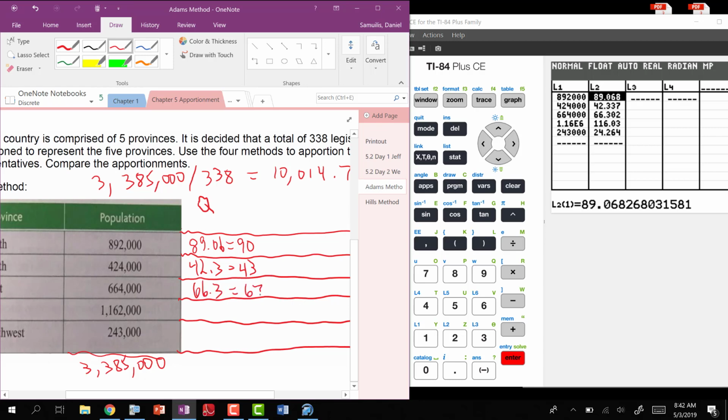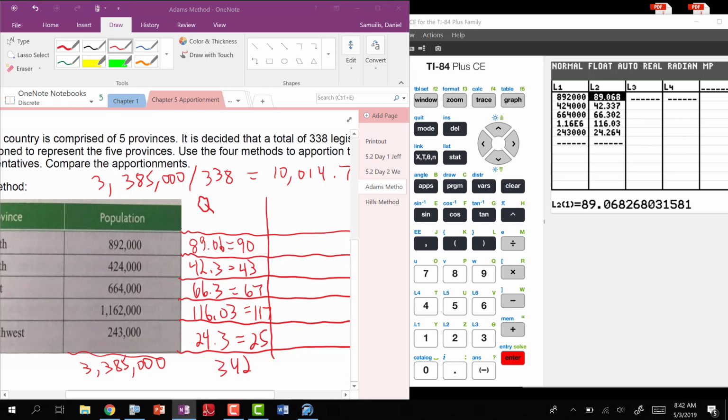equals 67 according to the Adams method. 116, oh man, 116.03 sadly does become 117. 24.3 does go to 25. Okay, we'll add those up and then make our next move.